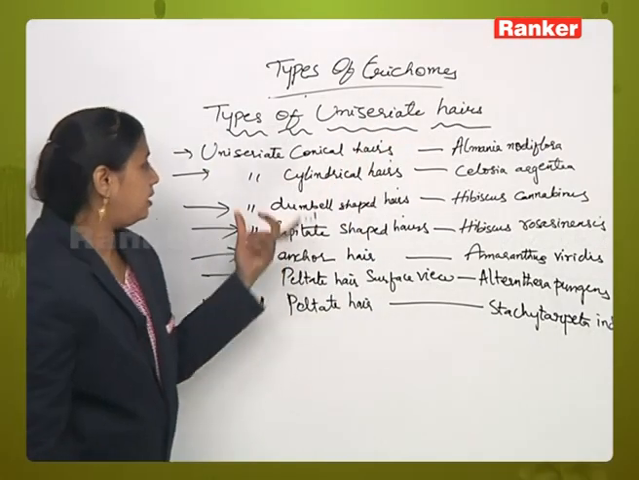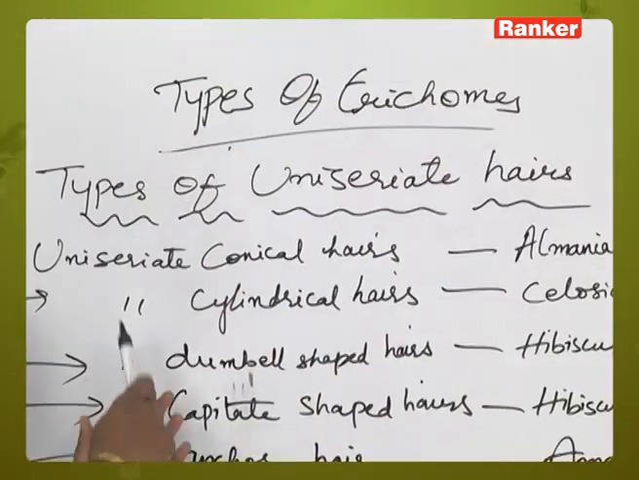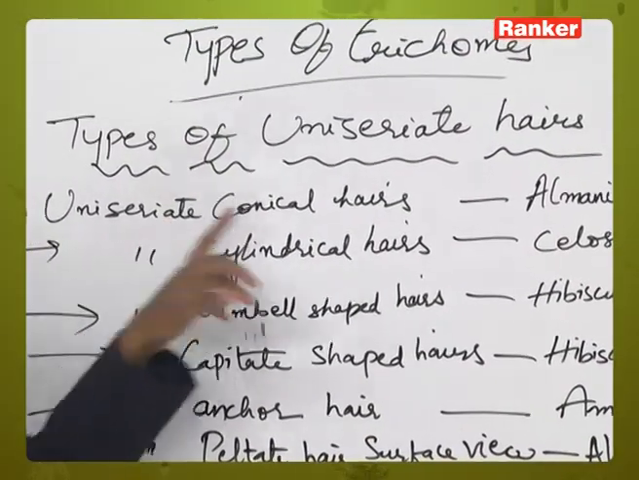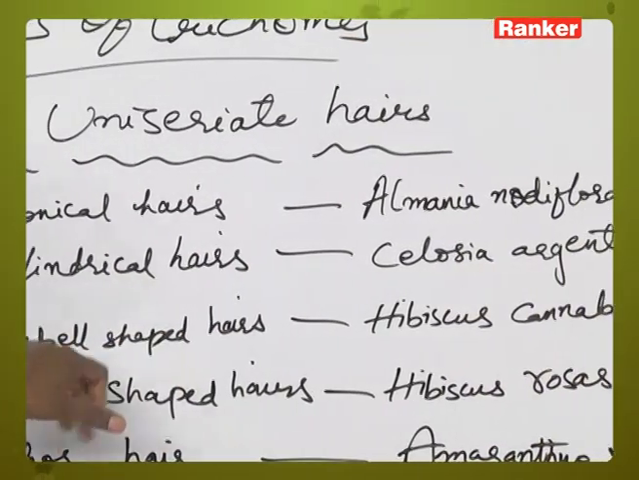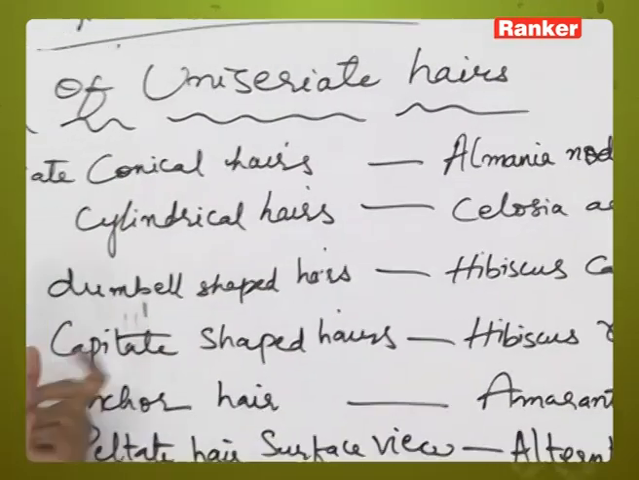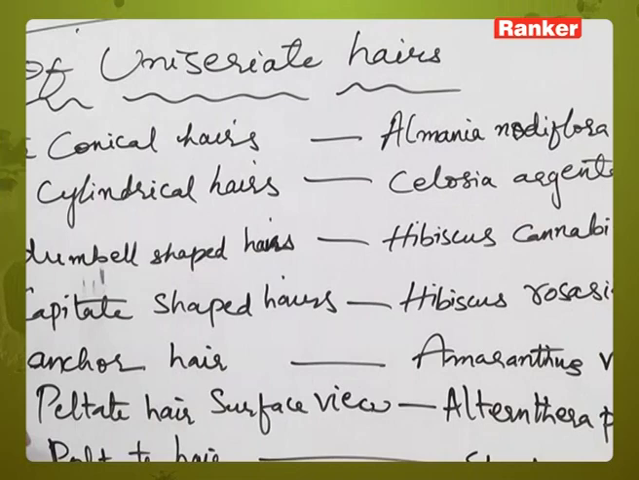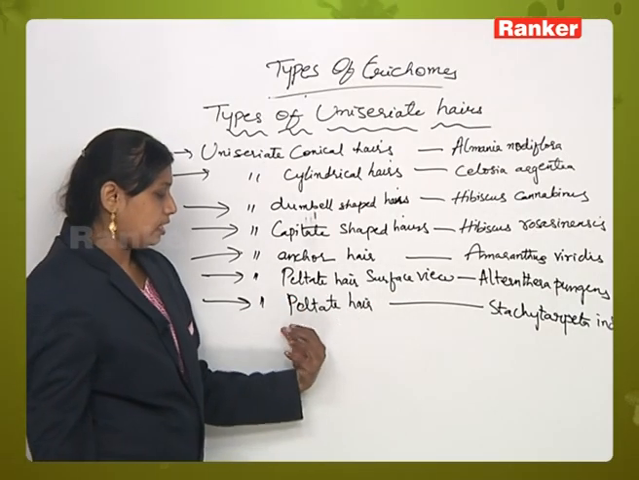So we are not going in depth as usual. So the different types of uniseriate hairs we are having are uniseriate conical hair, uniseriate cylindrical hairs, uniseriate dumbbell shaped hairs, uniseriate capitate shaped hairs, uniseriate anchor hairs, uniseriate peltate surface view, and uniseriate peltate hairs.